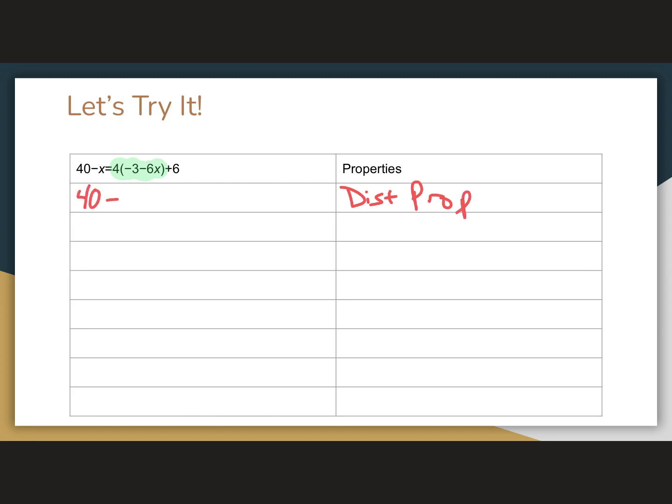It's just 40 minus x equals 4 times negative 3 is negative 12. 4 times negative 6x gives me negative 24x. And then I bring down the plus 6. Remember that this, because the plus 6 is outside of the parentheses, we're not going to be multiplying it. We only multiply what's inside the parentheses.